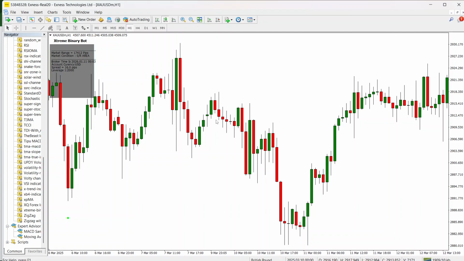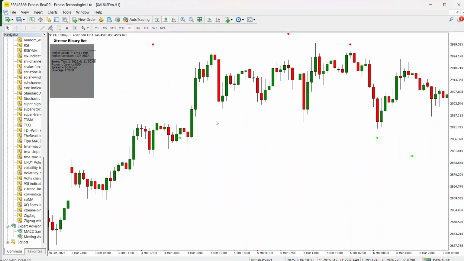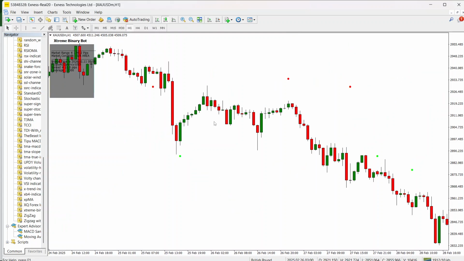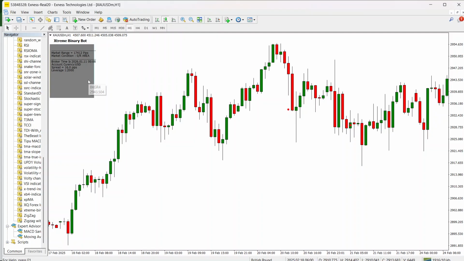In this video you'll see how the Xtreme Binary Bot works, how signals are interpreted, and which trading strategies are utilized. The Xtreme Binary Bot Indicator has two main aspects. First, it shows key information in a dialog box in the upper right corner, and second, it presents bullish and bearish signals through colored dots.